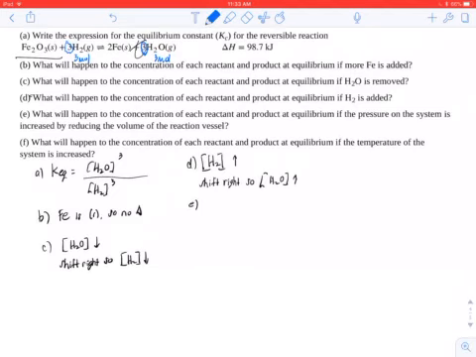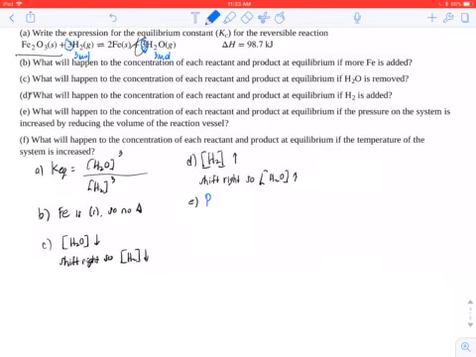Now, since we have equal number of moles of gas on each side of this chemical equilibrium, there's going to be no change. So if we increase the pressure, there's going to be no change in position. F, what will happen to the concentration of each reactant and product at equilibrium if the temperature of the system is increased?